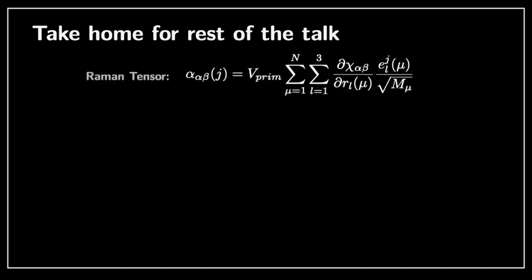Okay, so the take home for the rest of this talk is that we have a Raman intensity that depends on the first derivative of the dielectric tensor with respect to a vibrational mode. Now, this equation is a little bit more complicated than the one I showed you before, simply because I explicitly wrote the vibrational mode as a function of the coordinates, in Cartesian coordinates. But this is just using the definition of normal mode. So do not worry too much about this equation.